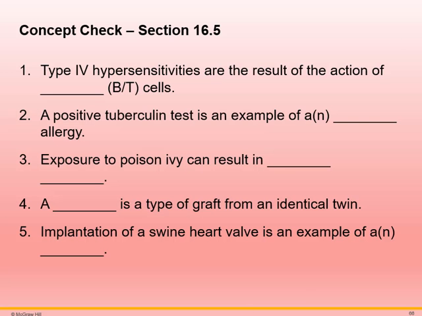So the concept check for section 5. The type 4 hypersensitivities are the result of the action of what type of cell? And that is a T cell. So it's cell mediated, and it's an overreaction of the cell mediated immunity. So T cells.